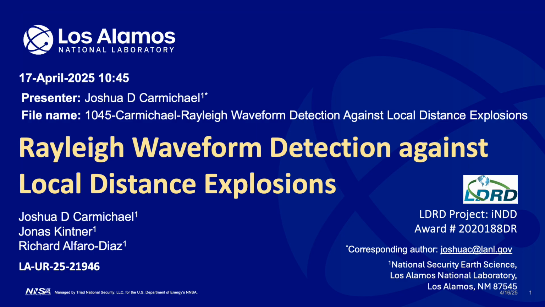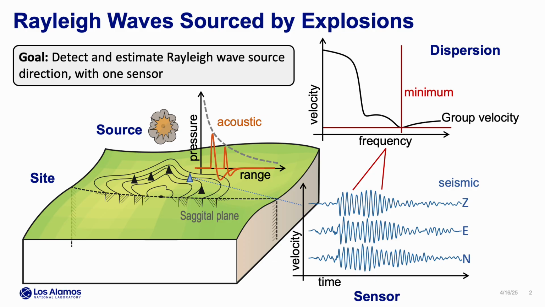Let's build a Rayleigh waveform detector. Rayleigh waveforms are surface waves with often retrograde and elliptically polarized particle motion. This motion is confined to a vertically oriented plane that contains both the source and receiver, which is called the sagittal plane. The waveform characteristics in this plane are determined by the source, the site of the source, the waveform dispersion at this site, and the sensor.